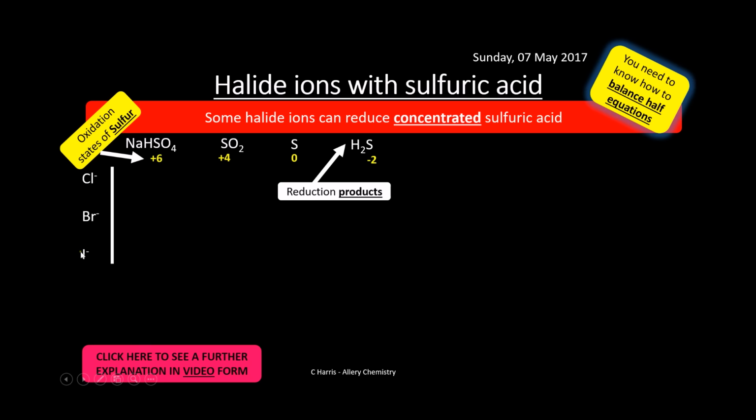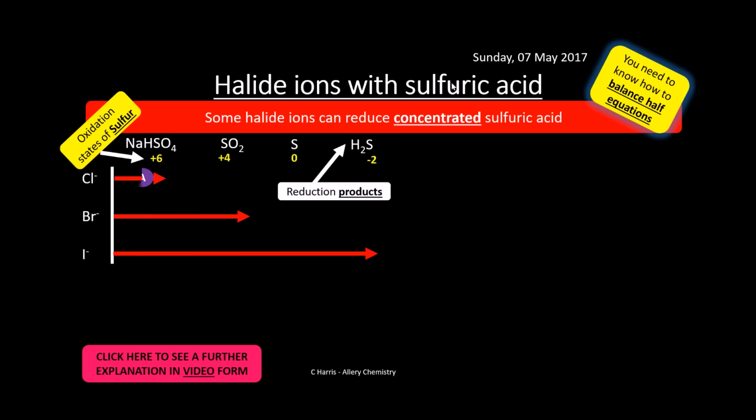And I've written our halide ions down here. These are the halide ions that we're going to be using. We're going to react them with concentrated sulfuric acid. So we're going to react a chloride ion with concentrated sulfuric acid and see what products we produce. We're going to react a bromide ion with the same stuff, see what products we produce. We're going to react an iodide ion, see what products we produce. Okay, so let's start with the first one.